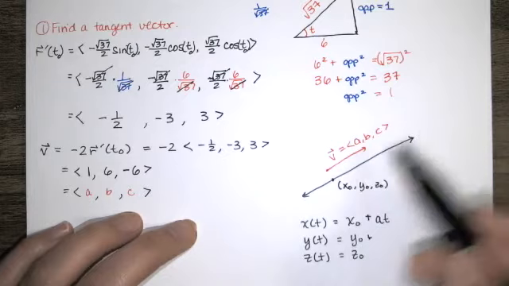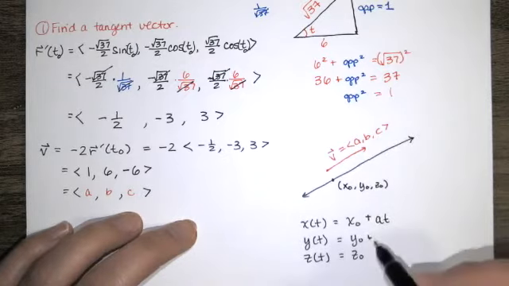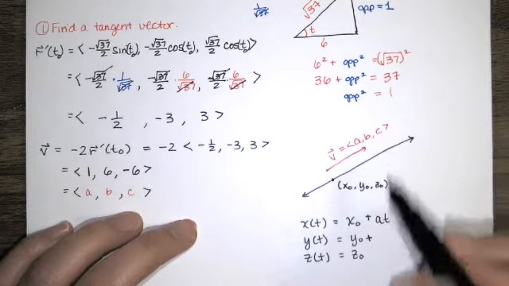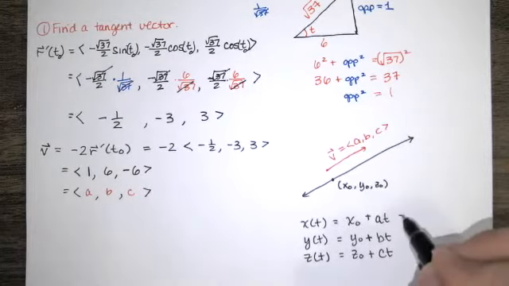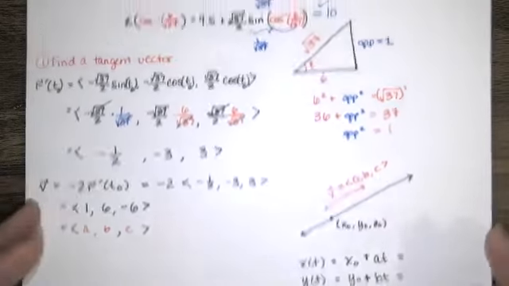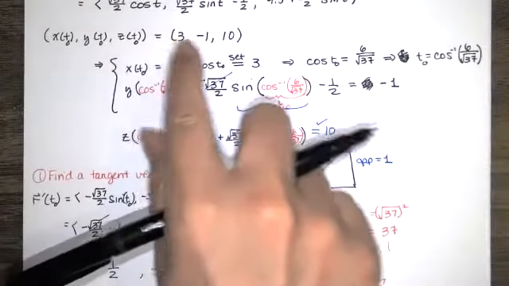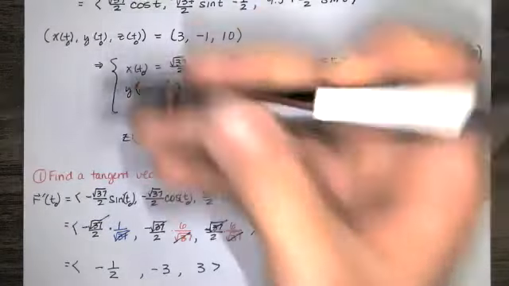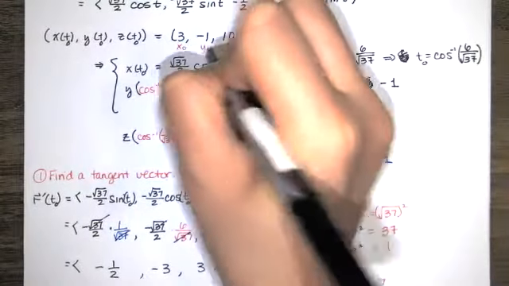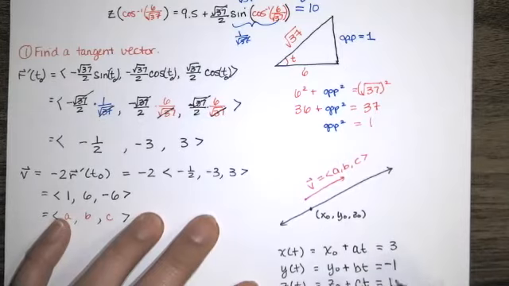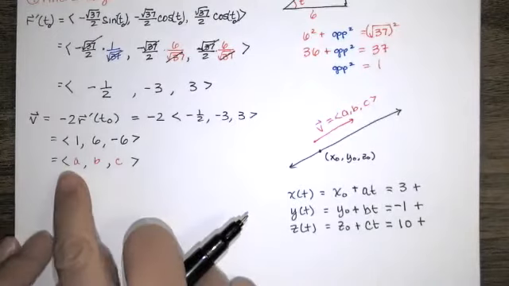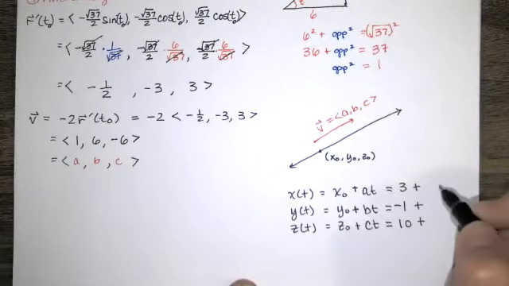As t takes on different values, you end up going back and forth along this line. Similarly, we're going to add bt to that parametric equation for y and ct to the parametric equation for z. X naught, y naught, and z naught were given to us. That's these three numbers: 3, -1, and 10. And then we are adding a, b, and c times t.